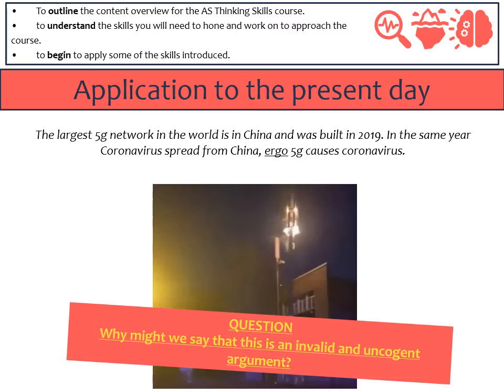So what we need to consider, and I'd like you to pause after this particular question and have a bit of a think: why might we say that this is an invalid and an uncogent argument? So why is it lacking sound? Why is it not necessarily valid as an argument? Because if we're looking at the sentence itself, it's got a premise, it's got an argument indicator, and it's got a conclusion. So it's still an argument, but why does it lack validity? Why does it lack cogency?